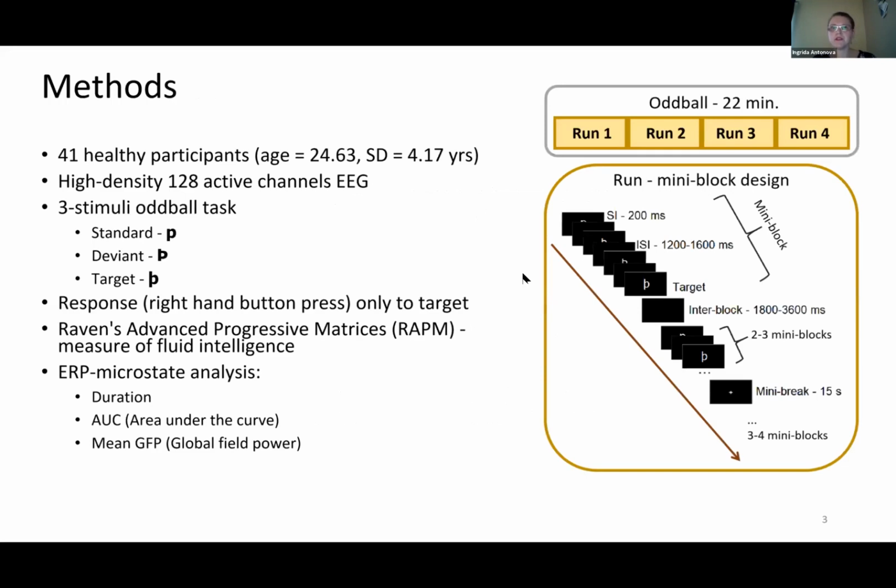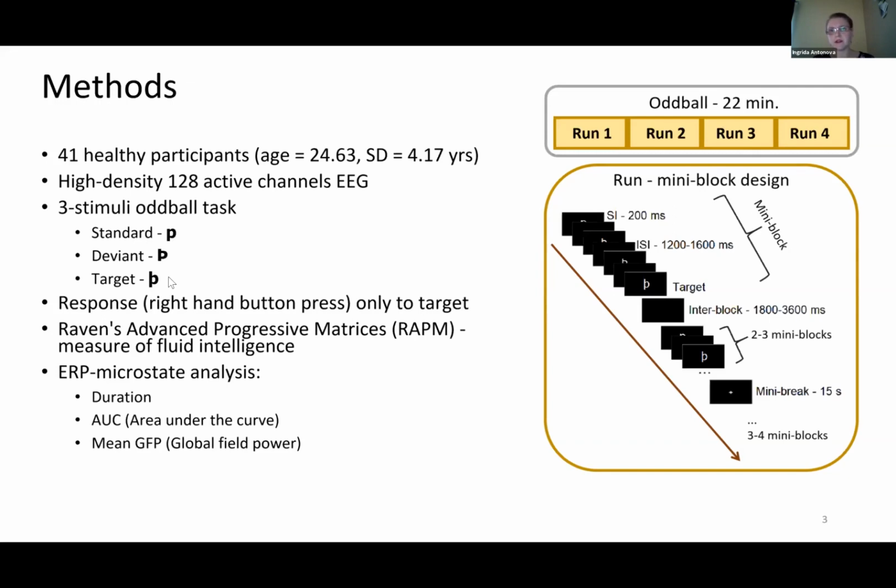To answer these questions, we recruited 41 healthy participants and recorded high-density EEG. Our task consisted of 4 runs, and in each run, stimuli were presented one by one randomly, but were grouped in mini blocks of 4 stimuli, and breaks between mini blocks were a bit longer than between stimuli. Our standard stimulus was the letter P, while deviant and target stimuli were modifications of the letter P. Participants were instructed to press a response button only when they saw the target on the screen.